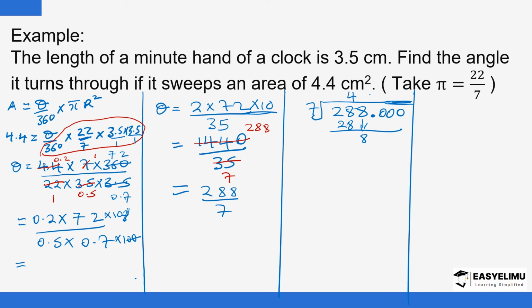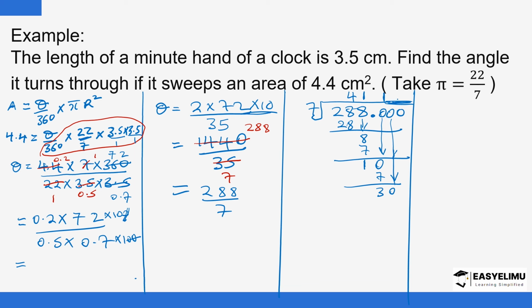7 goes into 8 once. 1 by 7 is 7. You subtract, this is 1. You drop the next 0 down here. 7 goes into 10 once. 1 by 7 is 7. You subtract, this is 3. You drop the next 0.